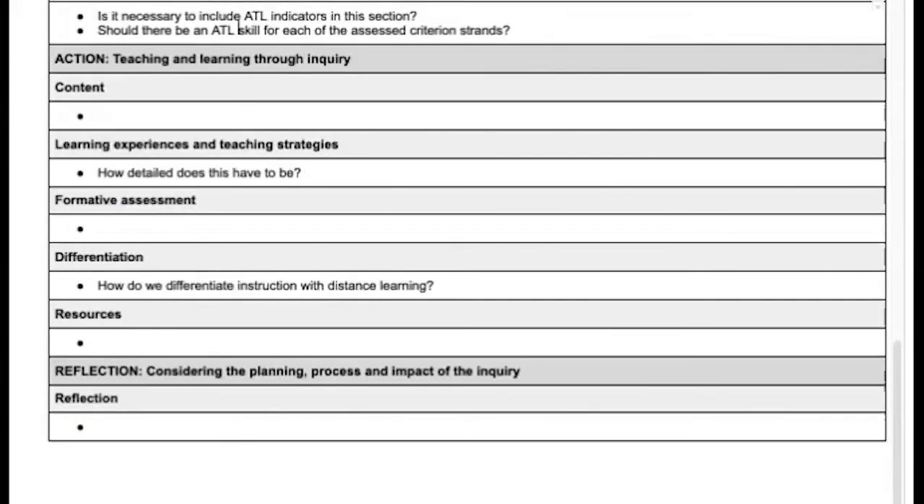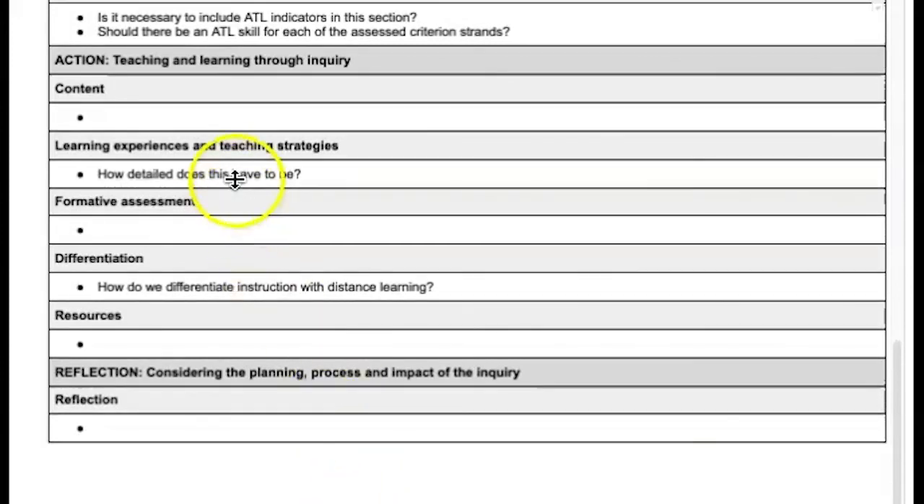Then the question about the learning experiences and teaching strategies, how detailed does this have to be? I showed you one example, and that can be organized in a number of different types of sequential ways, but it needs to be detailed enough to clearly provide an outline of what students do over the course of the unit and the order in which teaching and learning occurs.